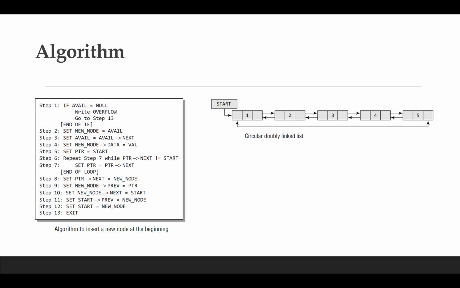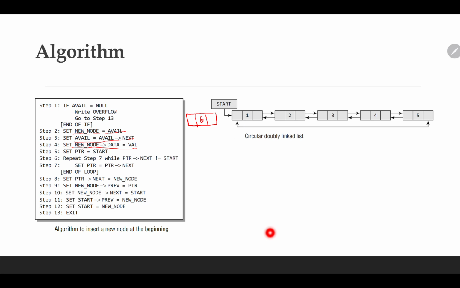First we are checking the overflow condition, that is, whether the memory space is available to do the insertion. Then we are creating the new node and allocating the memory space for it. After that we are assigning the value. For example, consider this is the new node, with address 6 and value 6. So we have assigned new node->data = value.